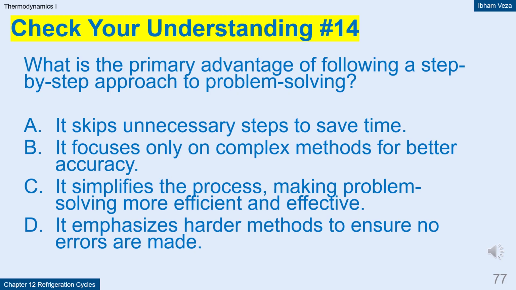B. It focuses only on complex methods for better accuracy. Incorrect because using complex methods unnecessarily can make problem-solving harder, not more accurate. D. It emphasizes harder methods to ensure no errors are made. Incorrect because harder methods can increase the chance of errors due to overcomplication, contrary to the goal of simplicity.